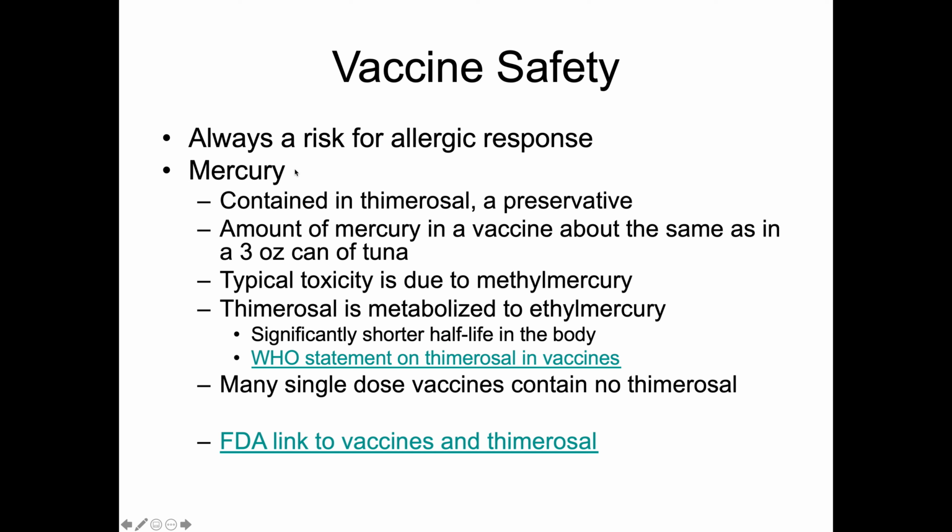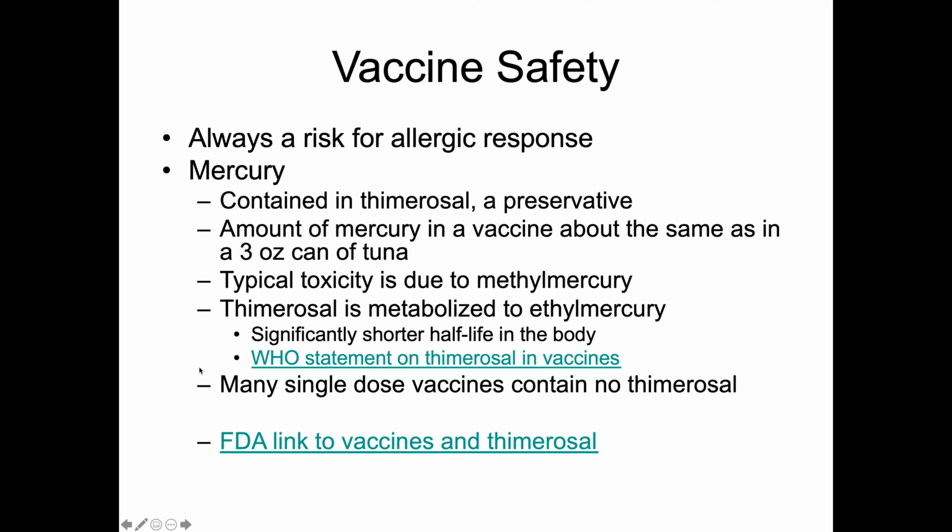There had been a big concern about mercury, and actually it's not really a big deal. It was contained in what was called a preservative. The amount of mercury in a vaccine was about the same as in a 3-ounce can of tuna. The toxicity is due to methylmercury. Thimerosal is actually metabolized to ethyl mercury, which doesn't live nearly as long in the body. And you can read through these two websites, all right?